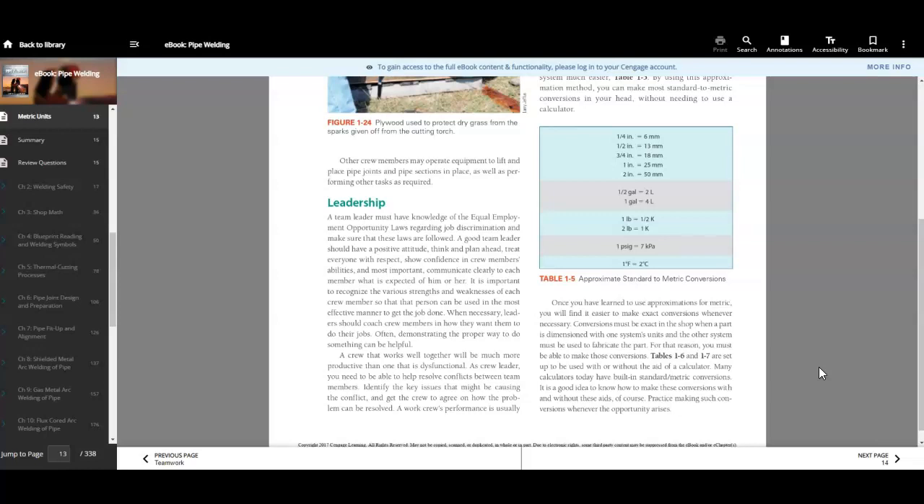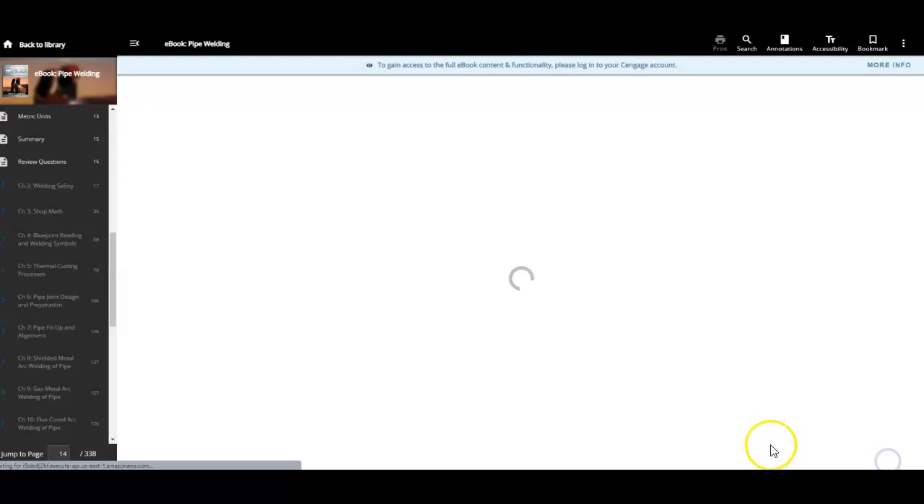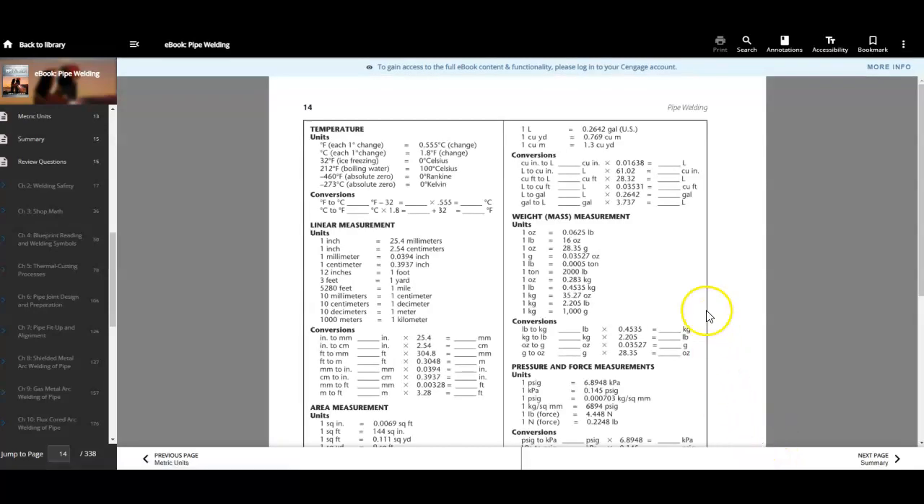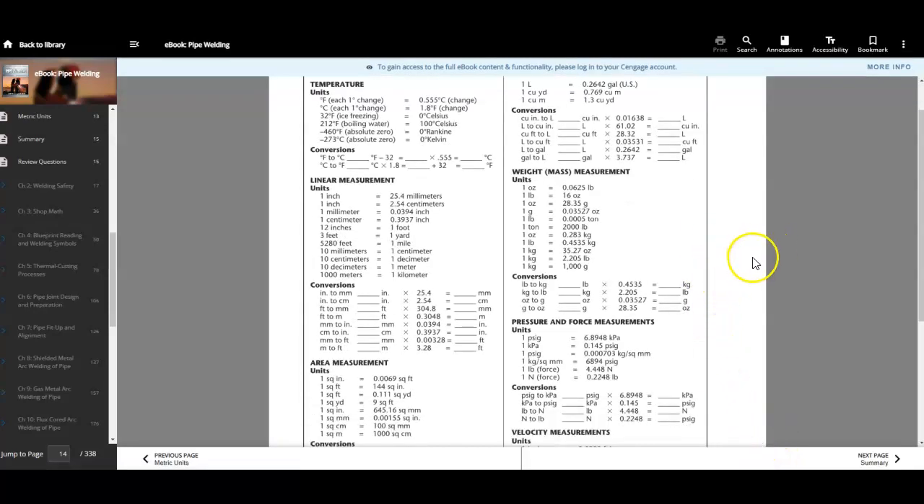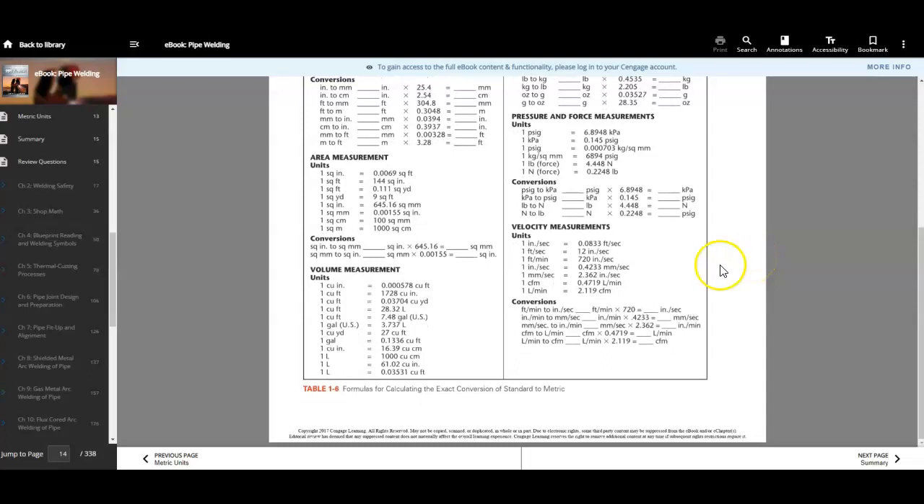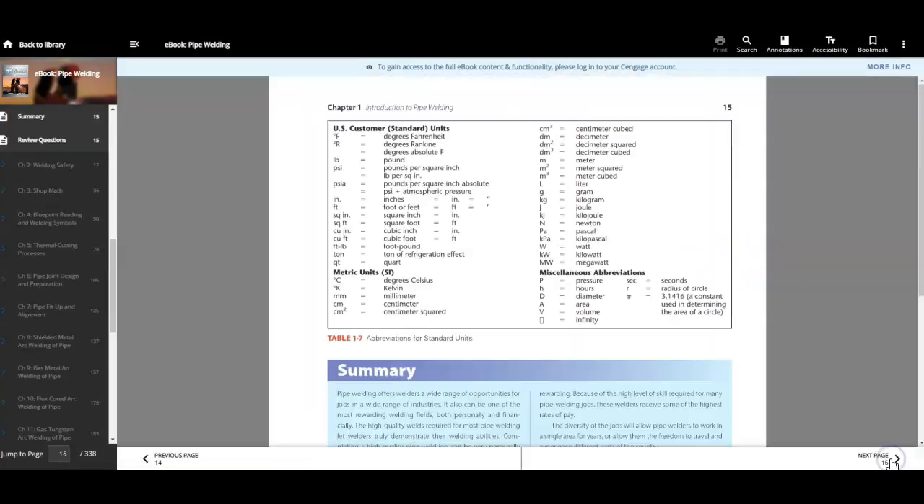Many calculators today have built-in standard metric conversions. It's a good idea to know how to make these conversions with or without these aids, of course. Practice making such conversions whenever the opportunity arises. Formulas for calculating exact conversions in standard metric.